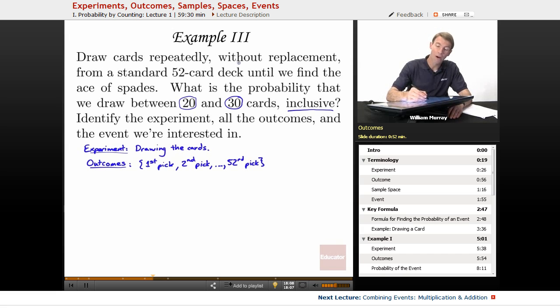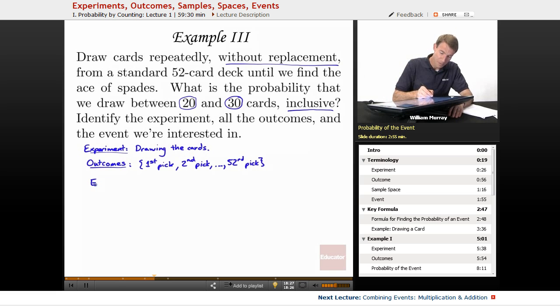Remember, we said without replacement, which means after we draw a card, we're not putting it back in the deck. So I know for sure that eventually I'm going to find the ace of spades. If I were putting cards back in the deck, I might potentially never find the ace of spades because I could keep drawing forever and just keep drawing new cards.